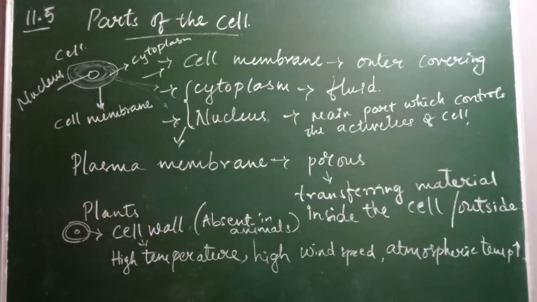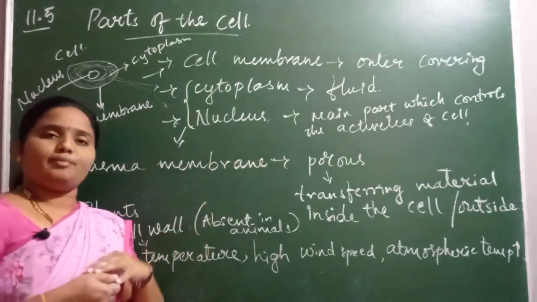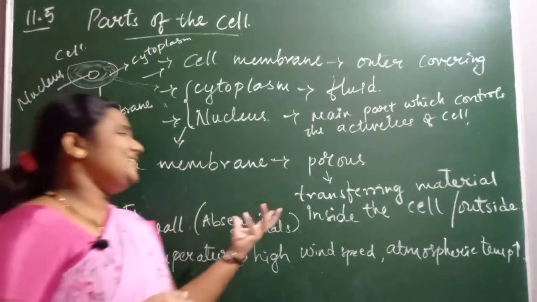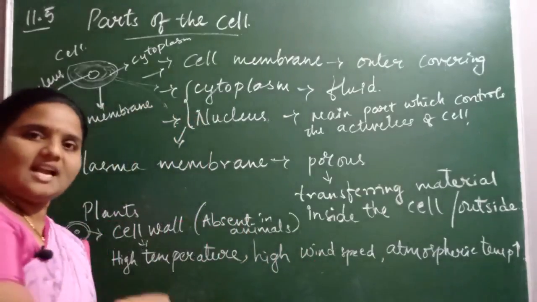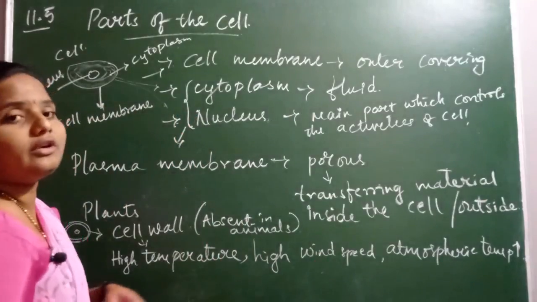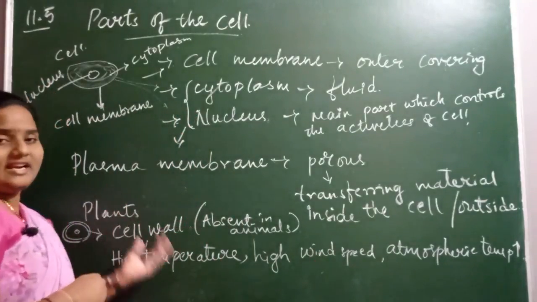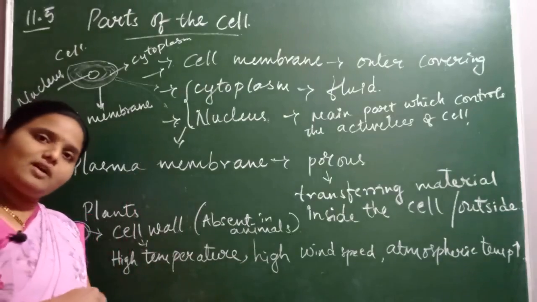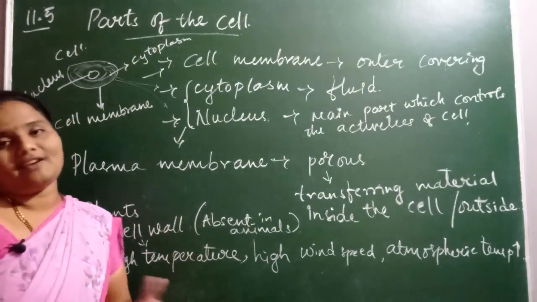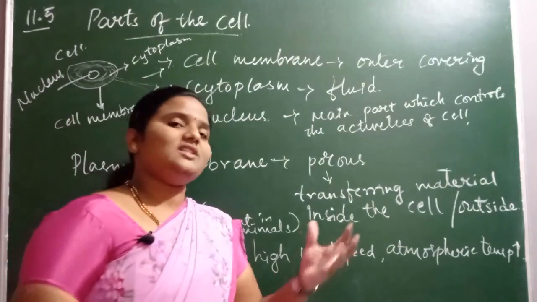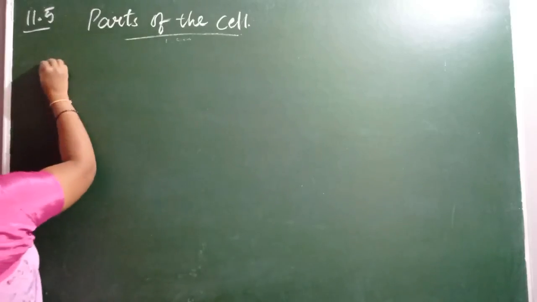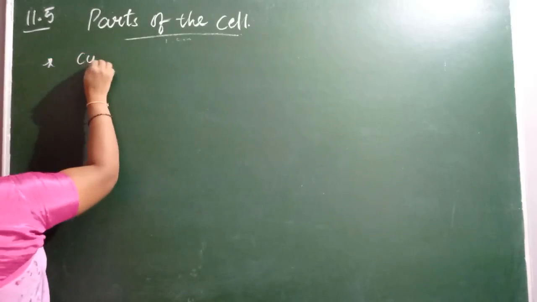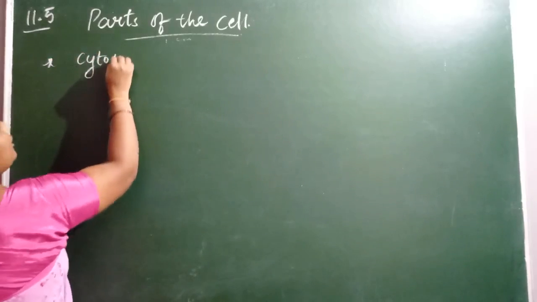Plasma membrane. And this plasma membrane has pores which are helpful in transferring, nothing but sharing of materials, inside the cell and also out of the cell structure. And in case of plants, we get one more layer, and it is called the cell wall. Got it, children? This is all about the cell membrane.